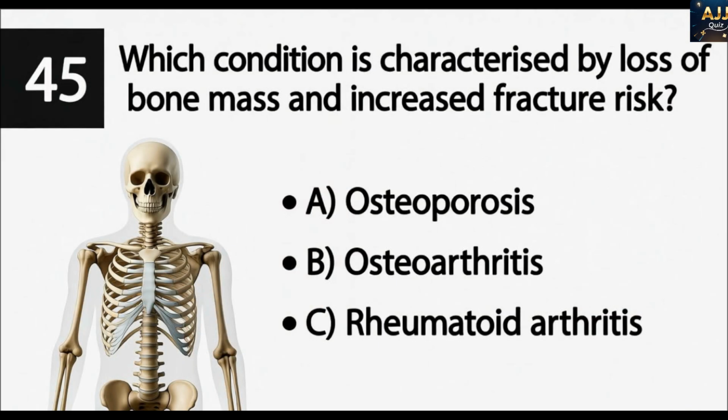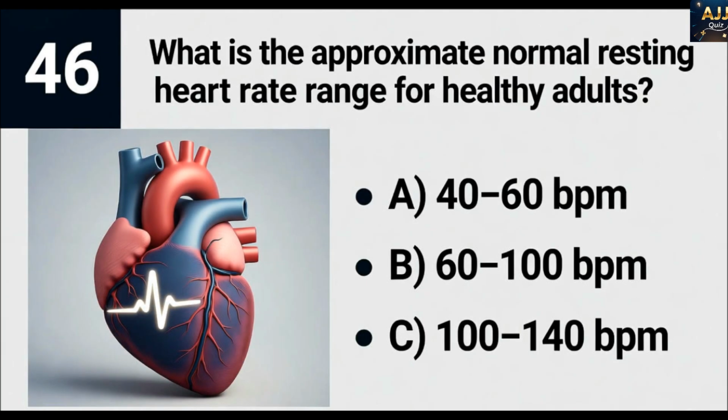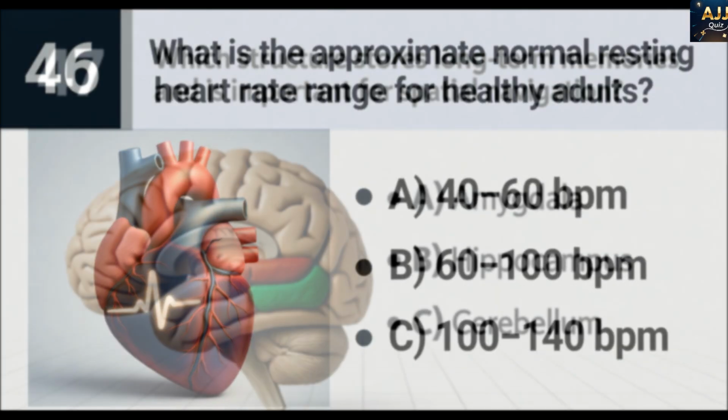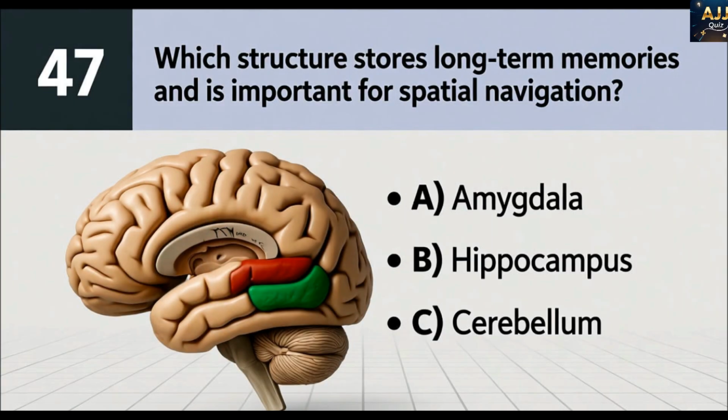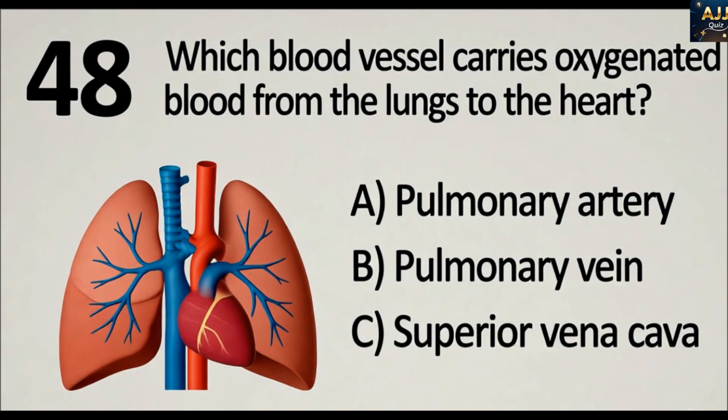Which condition is characterized by loss of bone mass and increased fracture risk? Osteoporosis. What is the normal resting heart rate range for a healthy adult? 60 to 100 BPM. Which structure stores long-term memories and is important for spatial navigation? Hippocampus. Which blood vessel carries oxygenated blood from the lung to the heart?